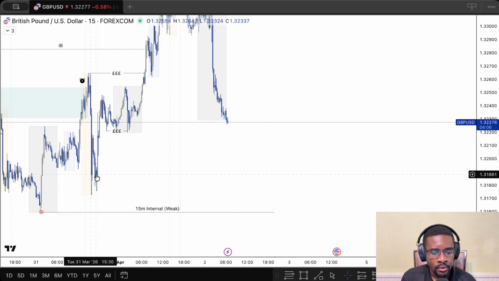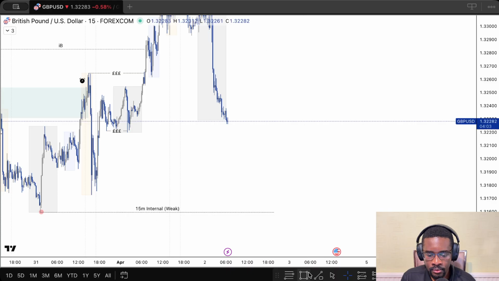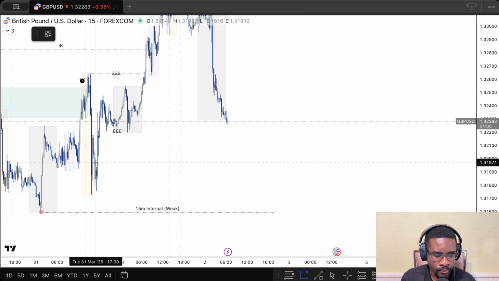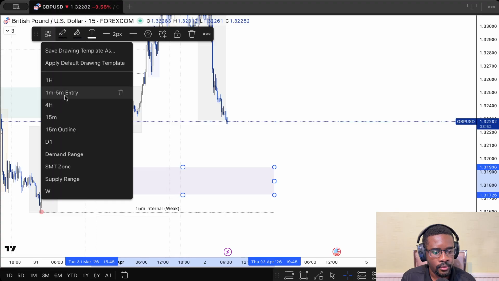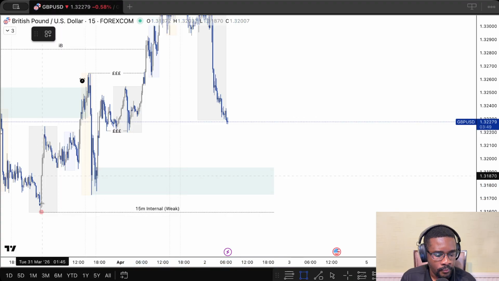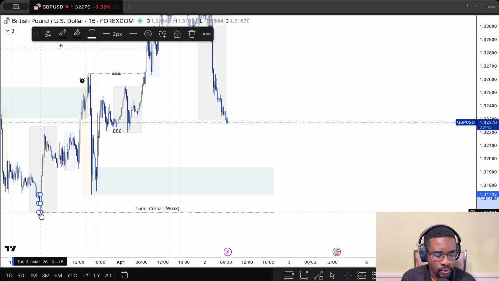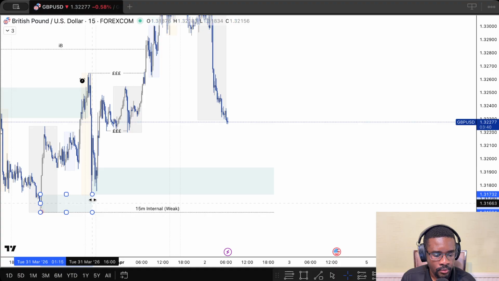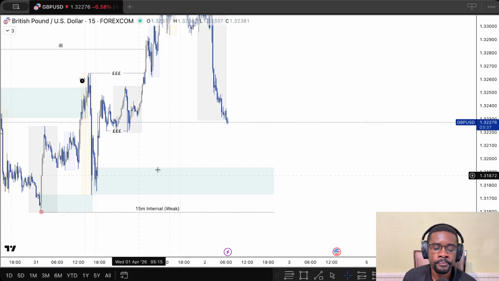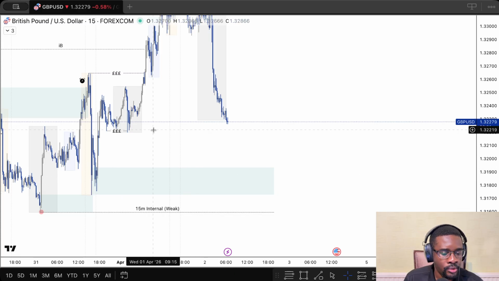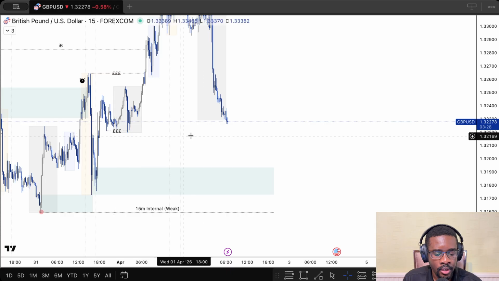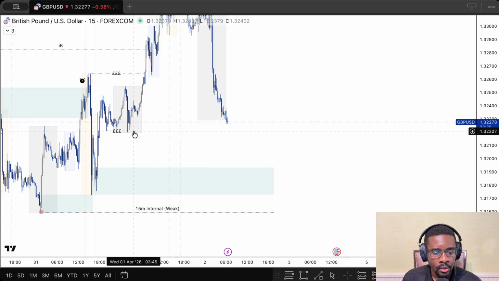Okay, so this is our range. So price could react from these areas down, and then this. So this we could say it's already been mitigated right there. Okay, so this is where price could go, and then we have our Asia low right there.